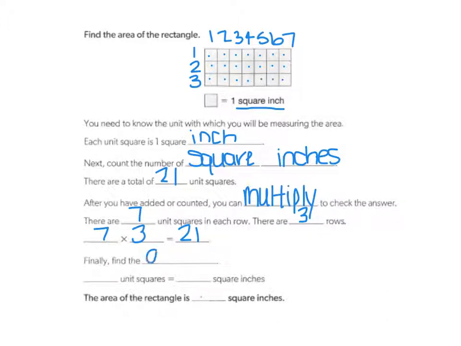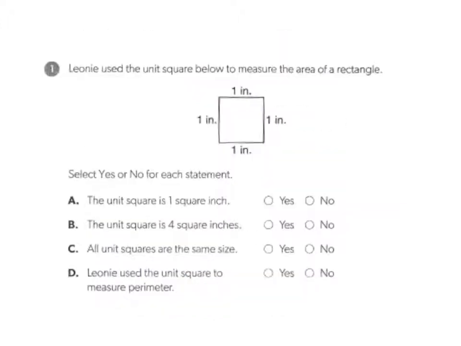Finally, I would need to find the area. So blank unit squares, which would be 21, is equal to 21 square inches. So the area of the rectangle is 21 square inches.